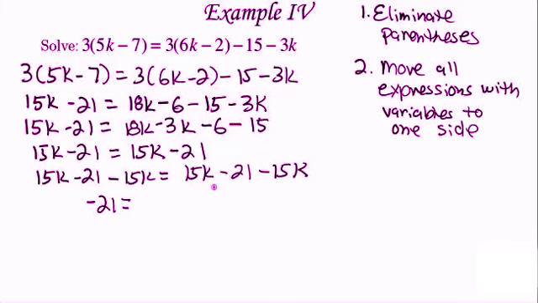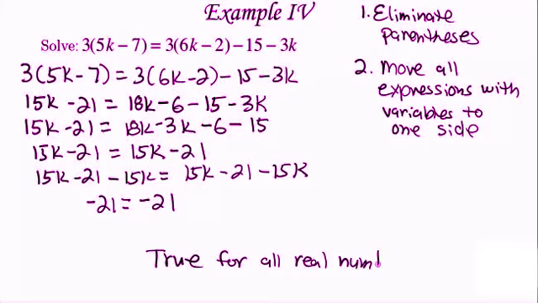And if I look on the right, the same thing happens. 15k minus 15k drops out. And what I'm left with is true. Negative 21 does equal negative 21. So the solution to this equation is that the equation is true for all real numbers. No matter what k is, this equation is going to hold true.